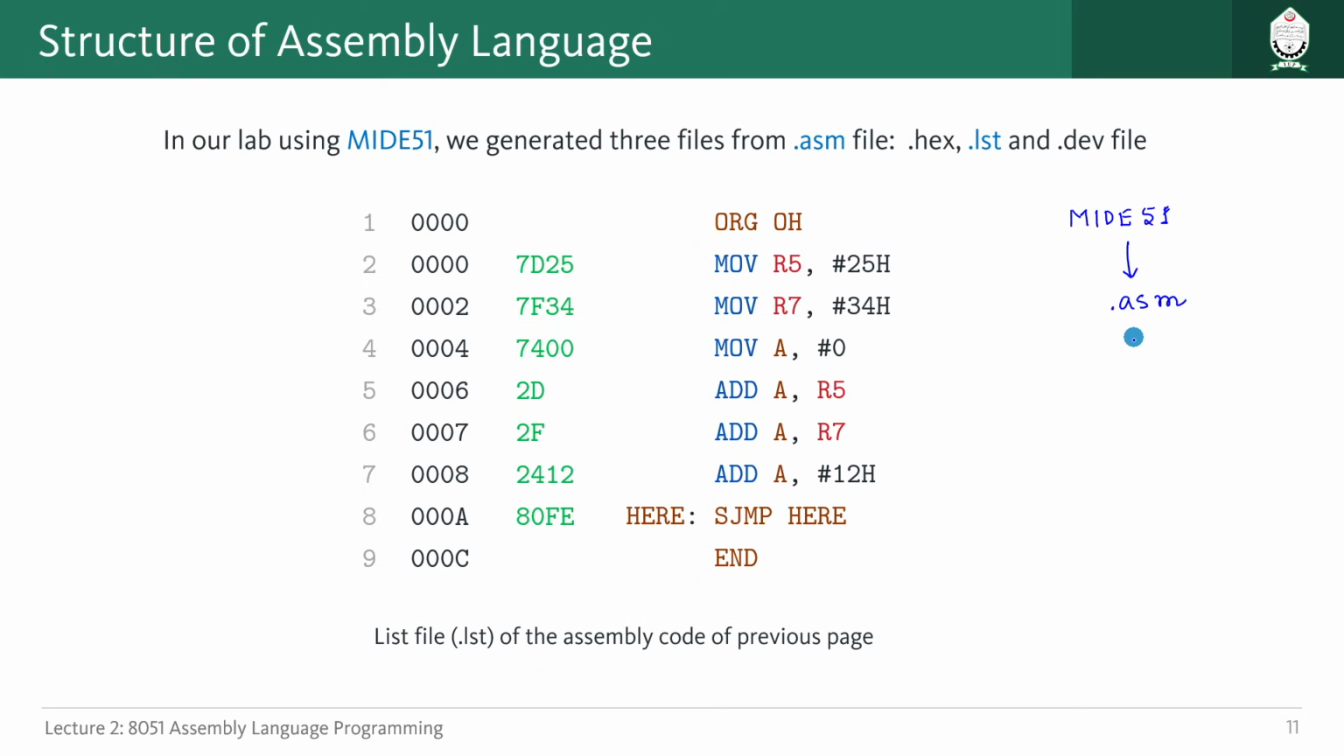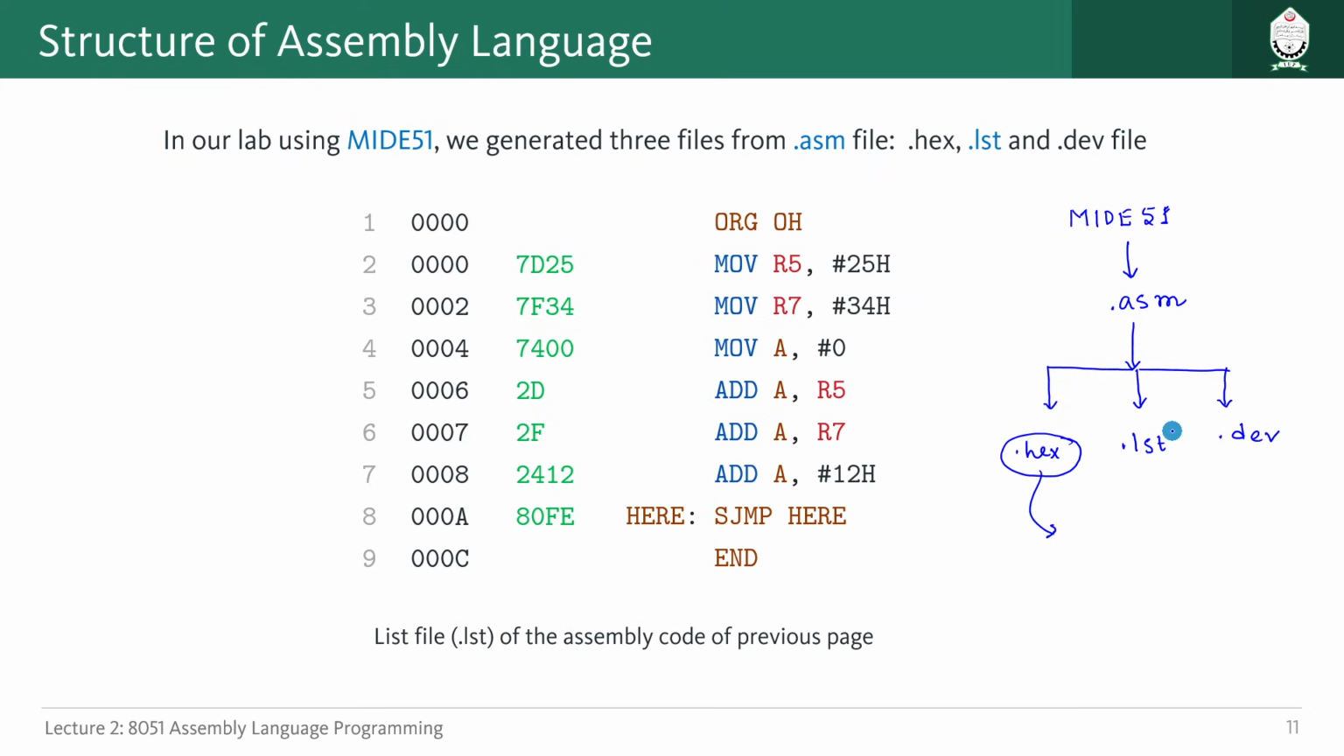Afterwards, we could build from this assembly file, and we actually got 3 different files from it, right? After building, one of them was called .hex, another one was called .lst, and the last one was called .dev, right? So this hex file was the original machine language file, which was later burned onto the ROM of 8051 for our code to work, right? So this was the main thing we needed from this assembly file.